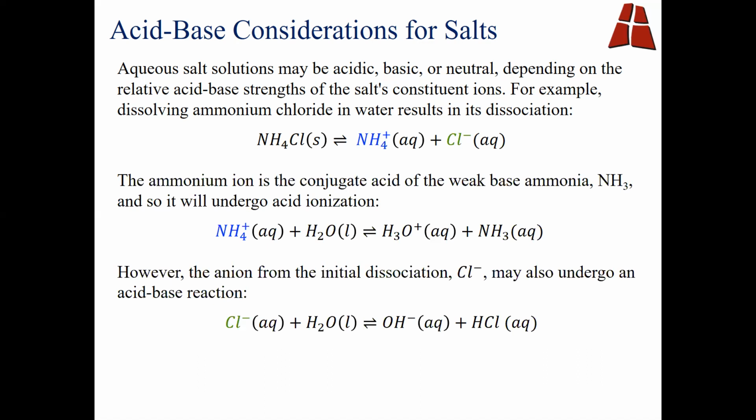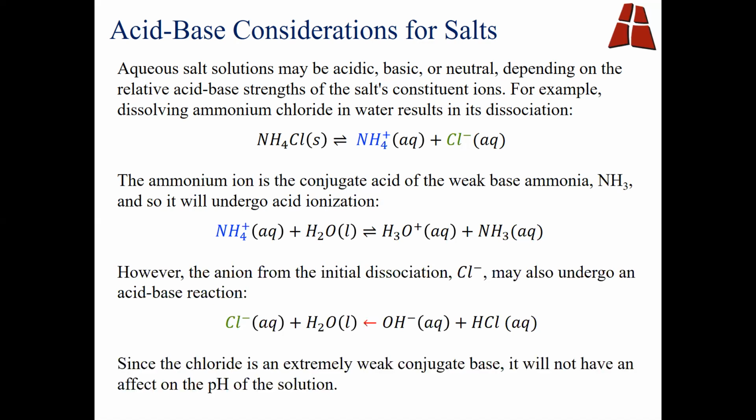We can also think about the anion. In this case, our anion is chloride. If chloride undergoes an acid-base reaction, it would react with water to form hydroxide as well as hydrochloric acid, HCl. But what we know from our previous work is that this reaction entirely favors the reactants. If we have HCl in solution, it will fully dissociate, especially if there's an equivalent of hydroxide that it can react with. And so our chloride, our Cl-, is not going to have any effect on the pH of our solution.